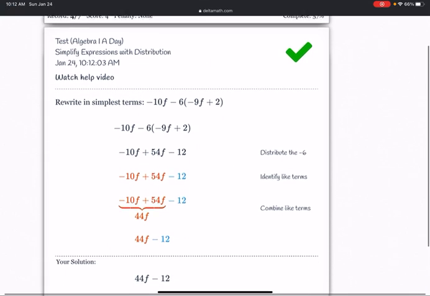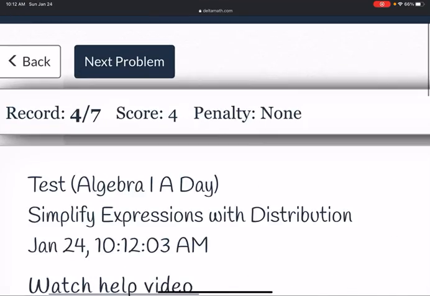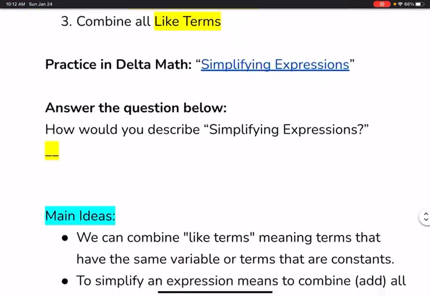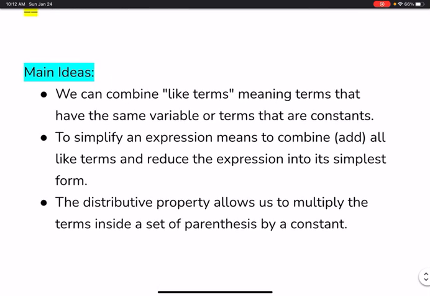All right, so make sure you try the rest of these 7 problems. Let's go back to our notes to close with some main ideas.